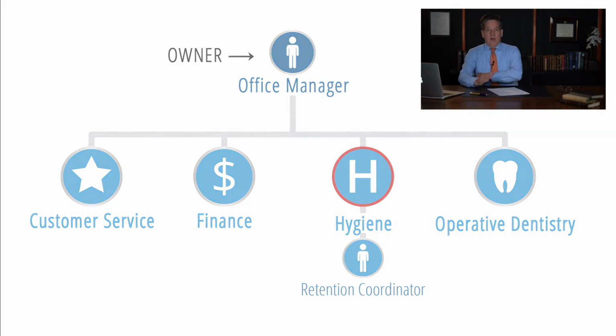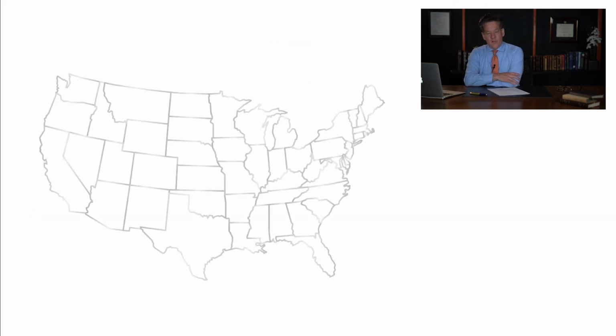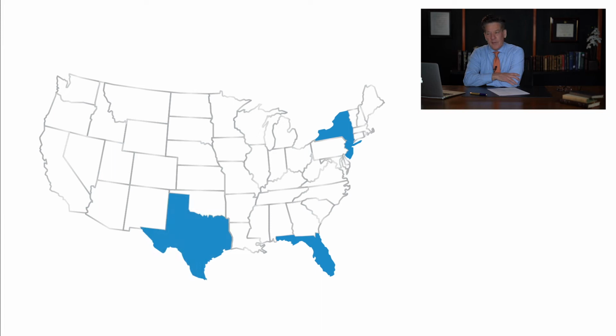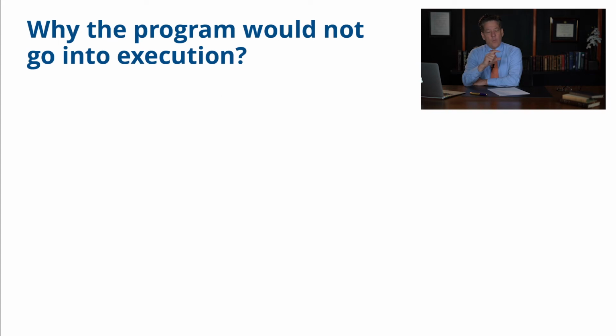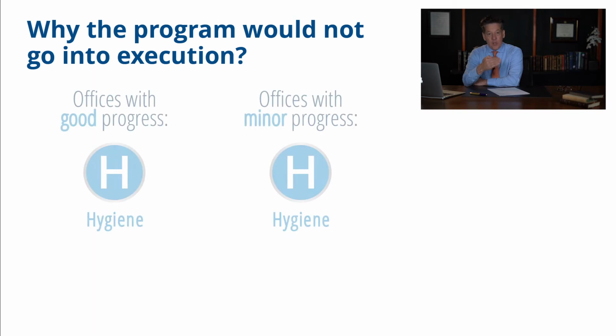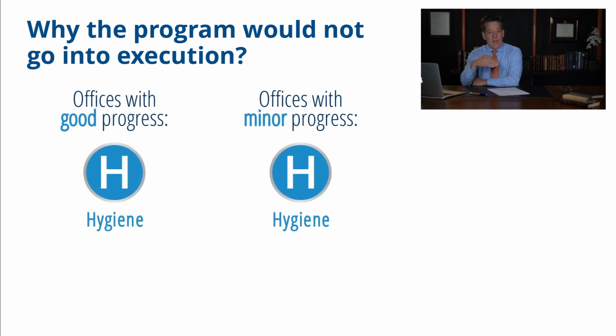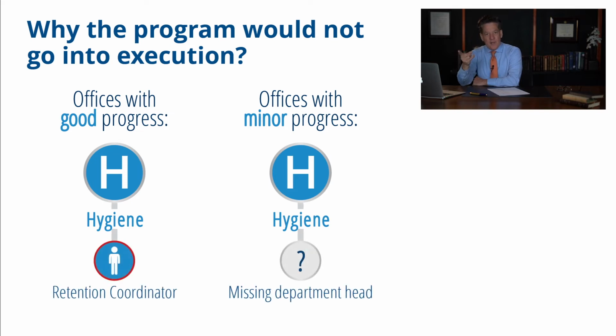Not maybe. In the last 3.5 to 4 months, I have been to 33 to 34 different offices in Manhattan, New Jersey, Florida, Dallas, Houston, Sacramento, different cities in California, Seattle. What did we go look for? We looked at offices to see why the program would not go into execution. And one for one, the offices that have good progress versus the ones that have almost no progress or minor progress were missing the department head, which is this red person leading that department.